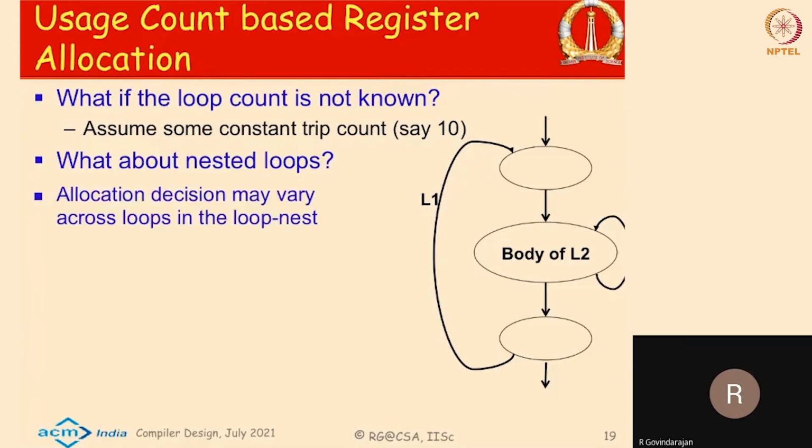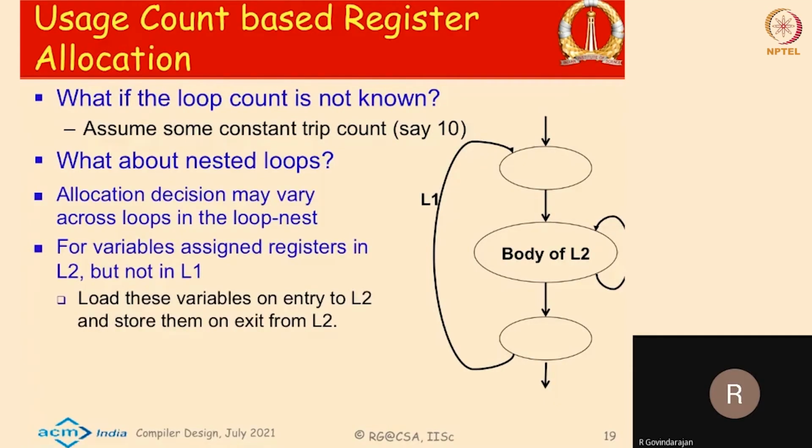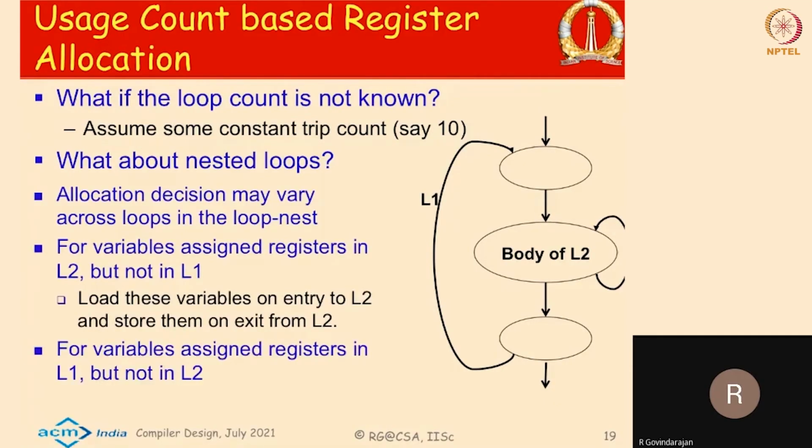So again, there are some simple rules that you can follow. For example, if a variable is allocated a register outside of L2, then before you enter L2, you save it into memory and then free the register. And then after you exit the L2 loop and before you start executing the outer loop, you load it from memory into that register and use it. Vice versa, if a register is used only within that loop, then you use it here, spill it at the end, and then release the register, and so on.